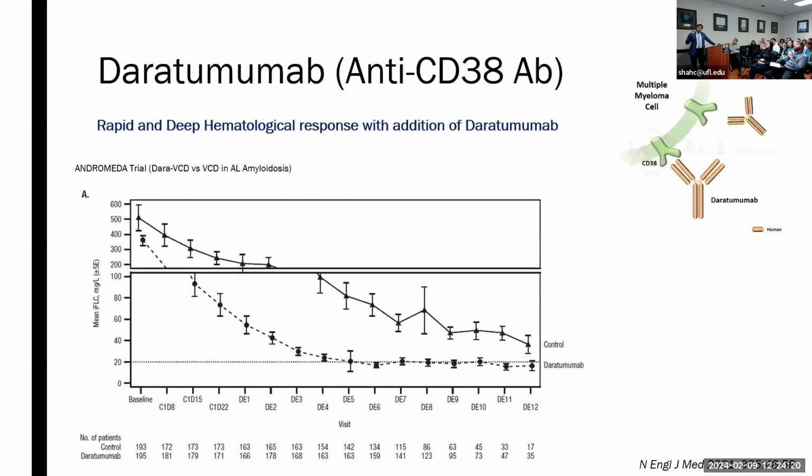Because when we add daratumumab to a standard triplet regimen, this study was done for amyloidosis, because in amyloidosis they check light chain levels very periodically, frequently, compared to myeloma patients. You can see that when we add daratumumab compared to the triplet regimen, achievement of light chain reduction is deeper and faster compared to traditional chemotherapy.